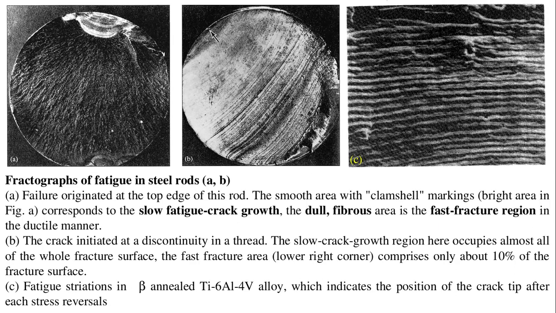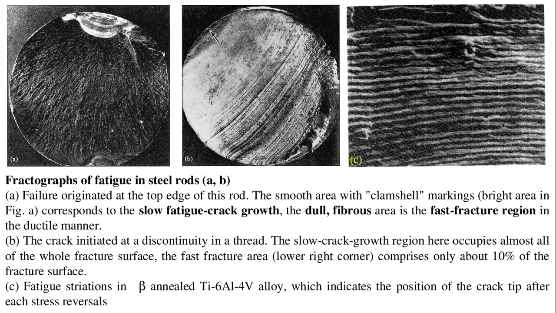Failure analysis can be done by carefully observing the fracture surfaces at suitable magnification. The images of fracture surfaces are called fractographs. Figures A and B are fractographs of fatigue failure in steel rods. In figure A, a failure originated at the top edge of the rod. The smooth area with clamshell markings in the top end corresponds to the slow fatigue crack growth. The larger dull, fibrous area is the fast fracture region in the ductile manner.